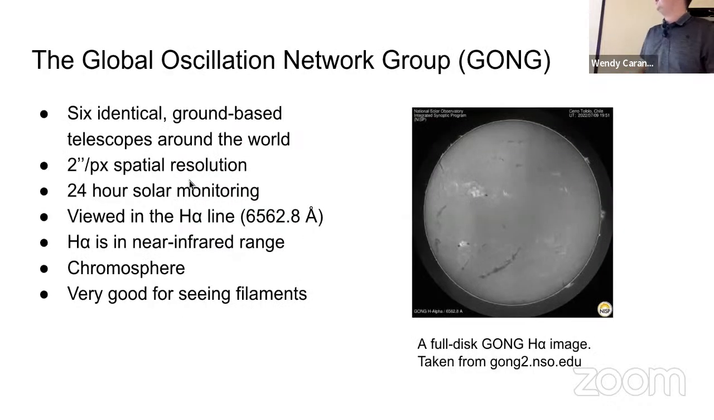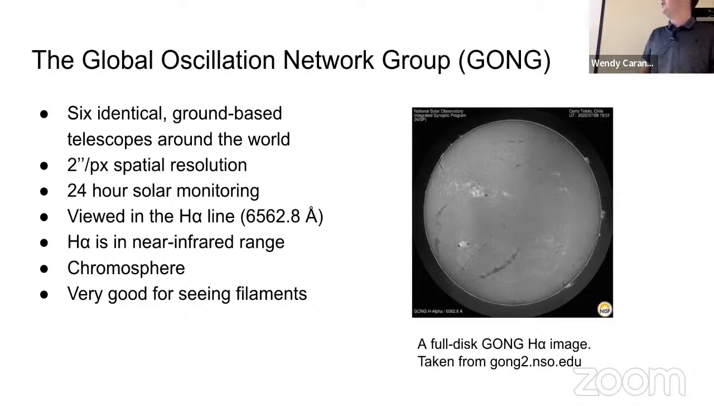So the SDO is good for analyzing the actual active region, but if you want to see what the filament looks like itself, it's not great, and we have to change to GONG data, which is the Global Oscillation Network Group. Mackenzie talked about this a little bit already, so I won't go too much into detail, but there are 6 telescopes at different places around the world. They're all ground-based, and the goal of GONG is to have 24-hour imaging of the sun.